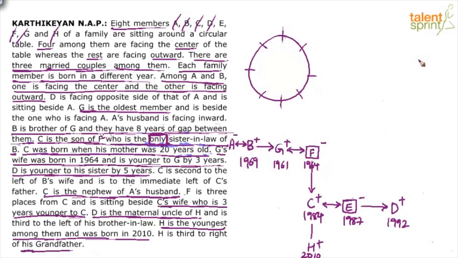So we'll do one thing. For center facing arrangement, we will use a cross mark. For outward facing arrangement, we'll use a dot in the family tree so that it is easy. Some notation basically, nothing new. Don't think that there's a new concept. While doing the arrangement, we are clear. So he says among A and B, one is facing center, the other is facing outward. So if A faces center, B is outward.